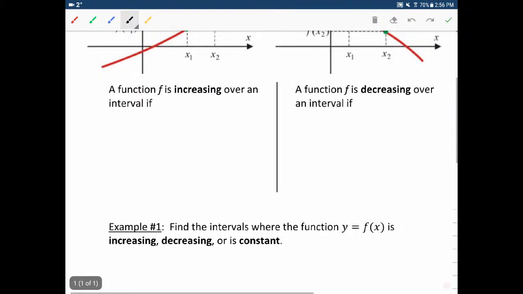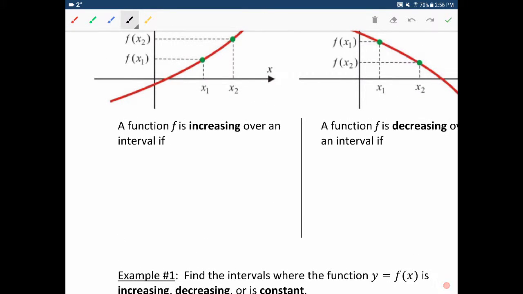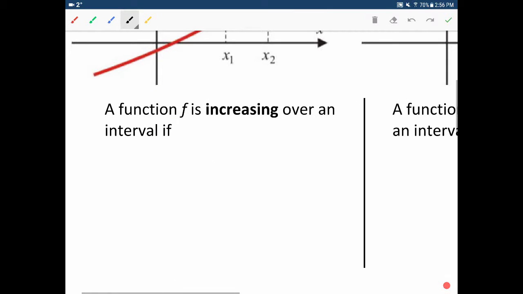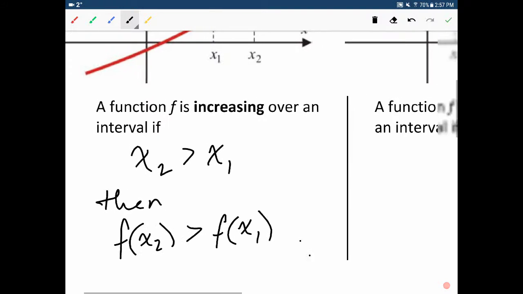So first of all, this may seem obvious, but we're going to look at what it means to actually be increasing. For a function to be increasing over a specified interval, it means that if x2 is greater than x1, then f of x2 is also greater than f of x1. In other words, if the x increases, the y increases.